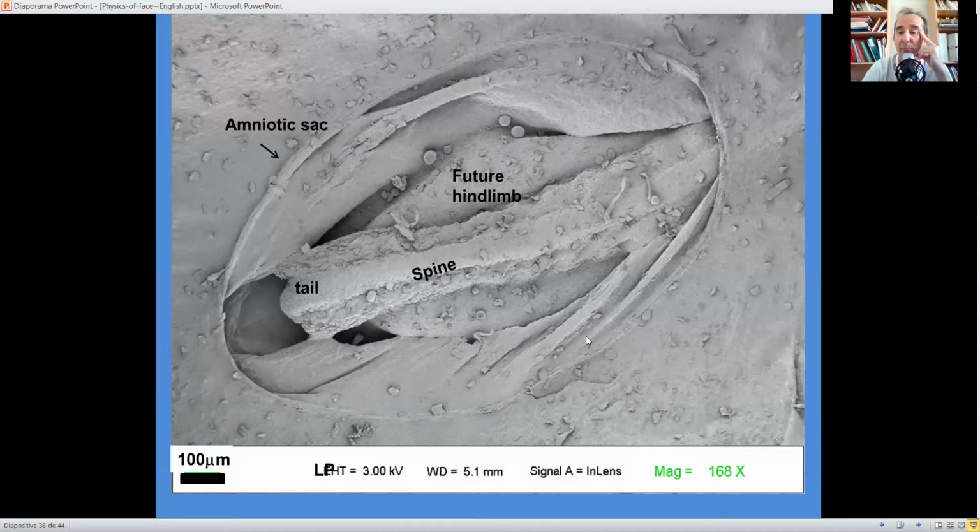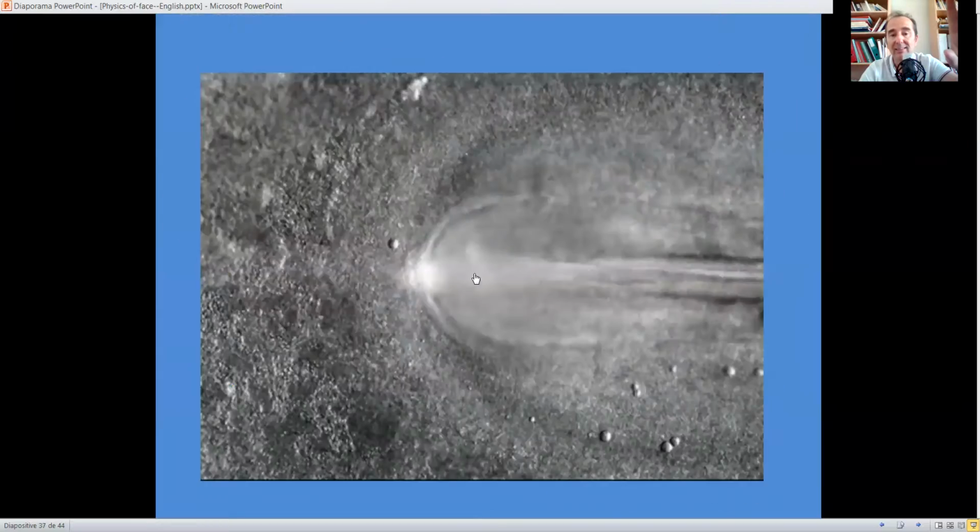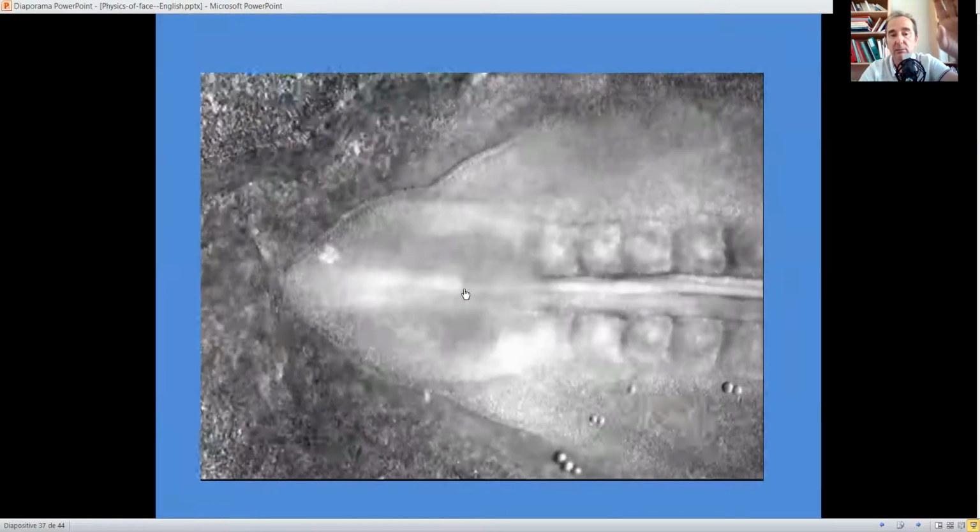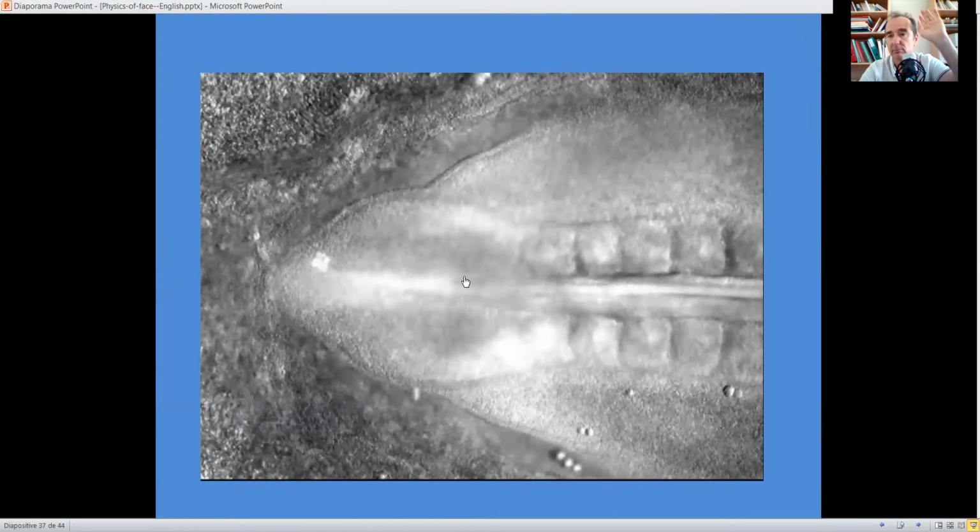This is a SEM, scanning electron micrography, in which you see the string that forms the amniotic sac. The spine has become a very elongated tube. And here you have the future limb, which is starting to fold. So it's an embryo which is frozen exactly there, okay?